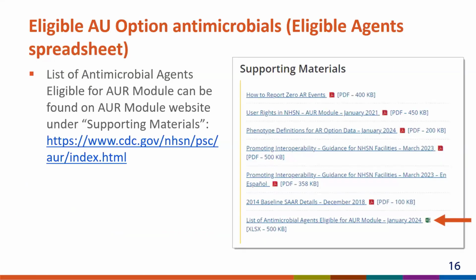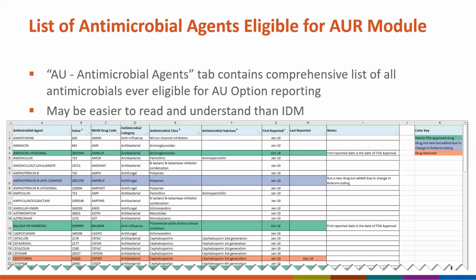So we have another way to look at the eligible AU option antimicrobials, and that's the list of antimicrobial agents eligible for the AUR module. That can be found on the AUR module website under supporting materials. Linked here. So this is our list of antimicrobial agents eligible for the AUR module spreadsheet. The AU Antimicrobial Agents tab contains a comprehensive list of all antimicrobials that were ever eligible for AU option reporting. And the spreadsheet may be a little bit easier to read and understand than the IDM for some users.